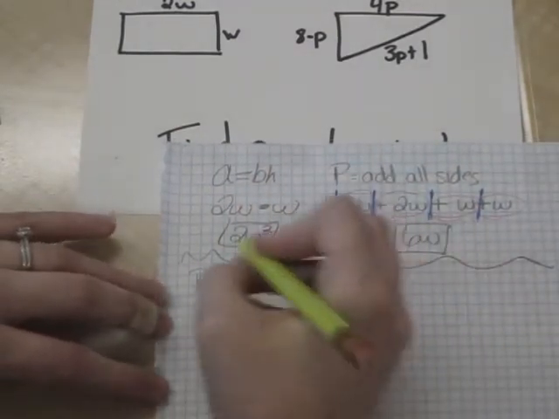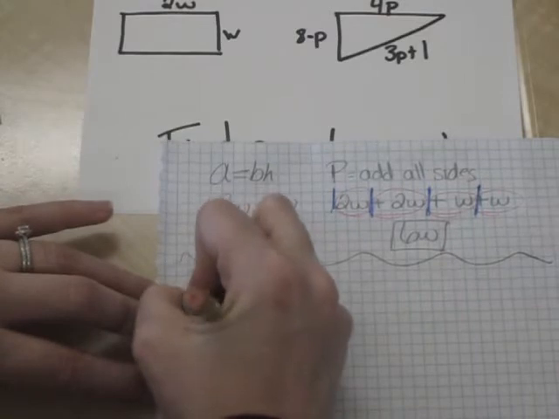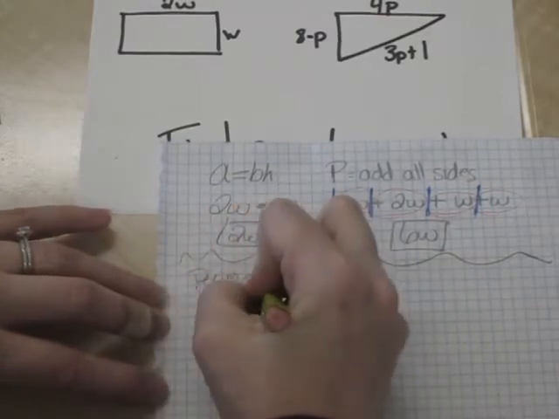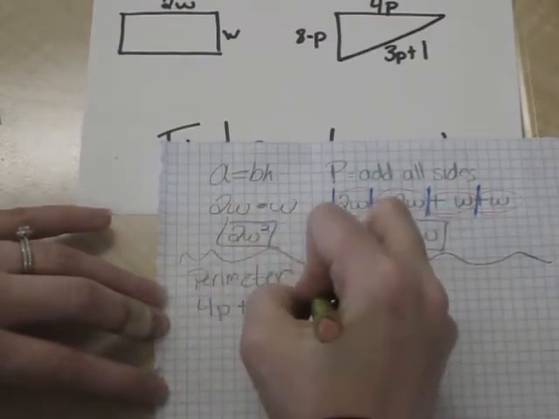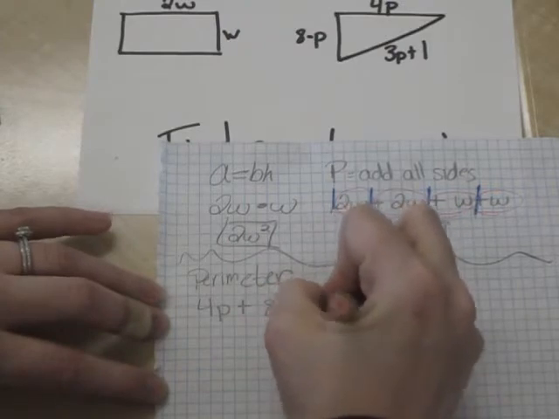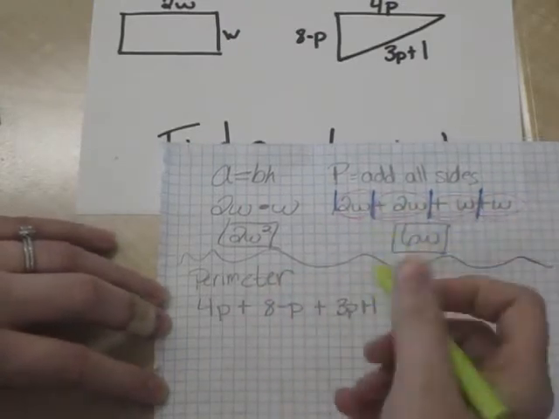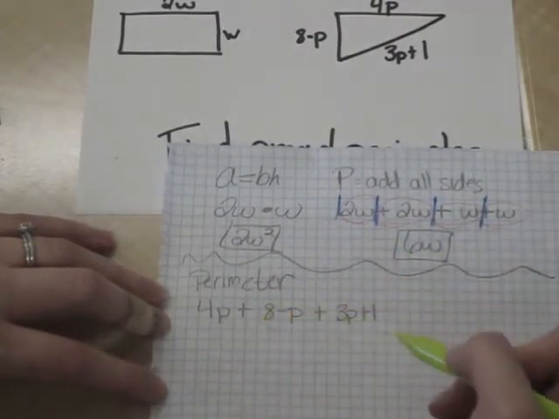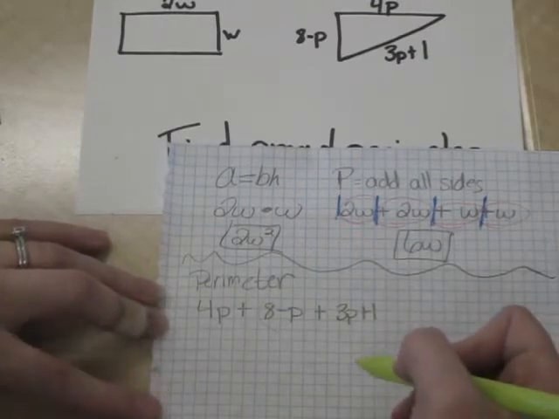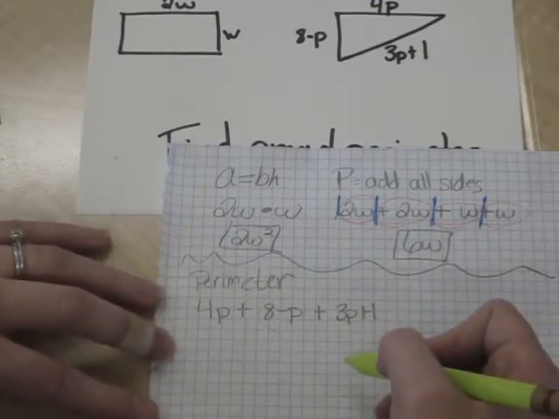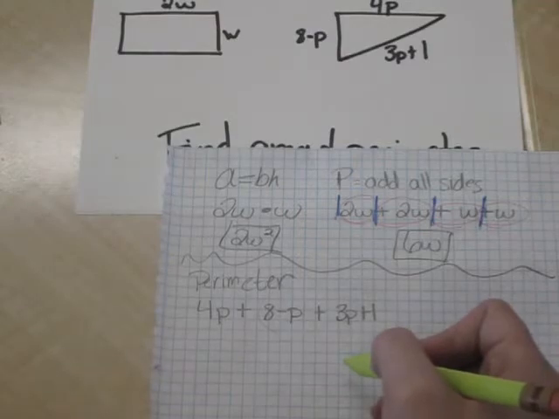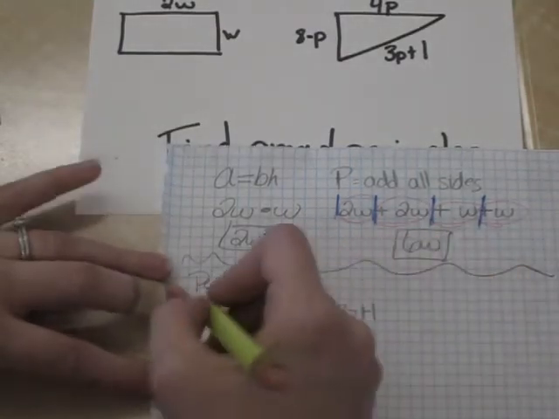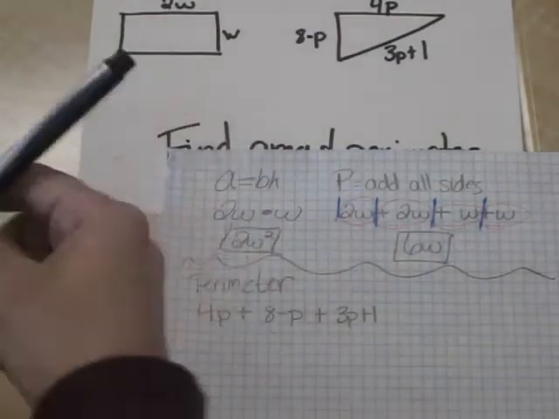Okay, so when I do perimeter, I'm going to have 4p plus 8 minus p plus 3p plus 1. Now I could put these in parentheses, but there's no need to because there's nothing being multiplied. And so adding and subtracting in any order, it's all the same. It doesn't matter which order you do it. So let's go back and do all our steps.